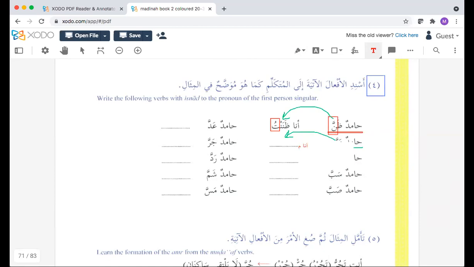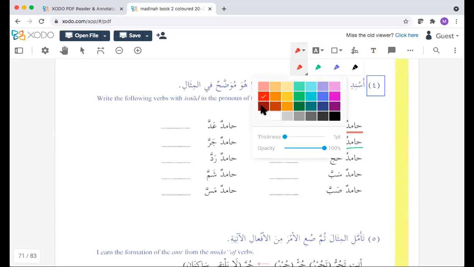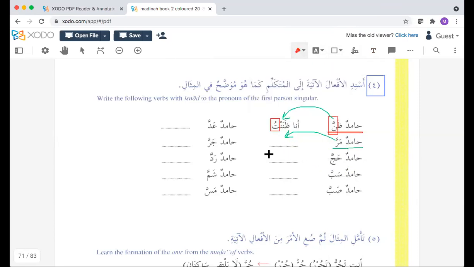The first ra has a fatha on it, and the second ra has a sukoon. أنا مررت, meem, ra with a fatha and then ra with a sukoon. أنا مررت.